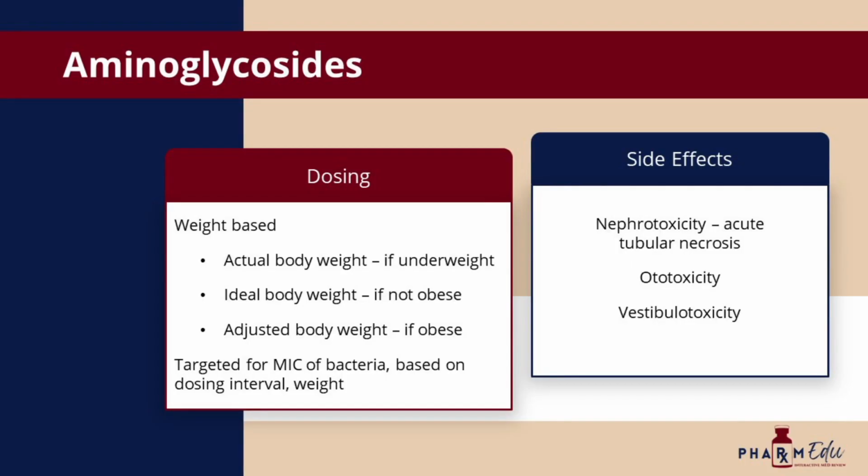For dosing, aminoglycosides are dosed on weight base. So you would use the actual body weight if the patient is underweight, the ideal body weight if they are not obese or underweight, and then an adjusted body weight if they are obese. You will then use the targeted MIC of the bacteria, as well as the dosing interval and weight to come up with a dose. Side effects include nephrotoxicity, which is through acute tubular necrosis, ototoxicity, and vestibulotoxicity.